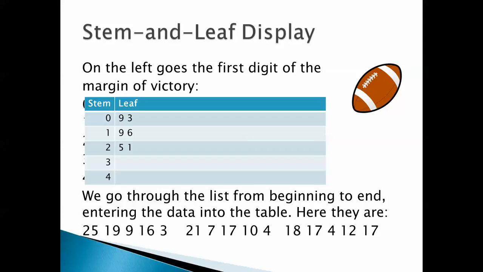Next margin of victory is 3, so we'll put that in the 0, 3 row. Okay, next is 21, so we put that in the 2 row. That's basically the 20s row, 2, 1. And then we've got 0, 7. Next comes 17, so that goes 1, 7. Next comes 10, so that would be 1, 0. Next is 4, so that goes 0, 4.